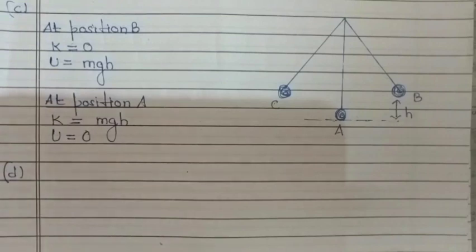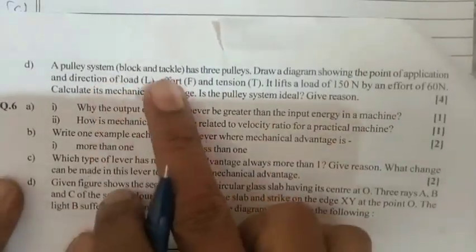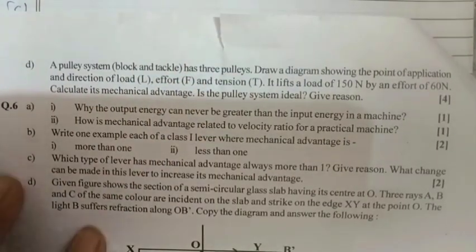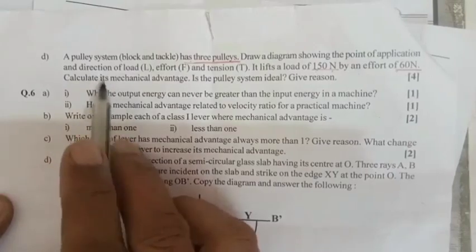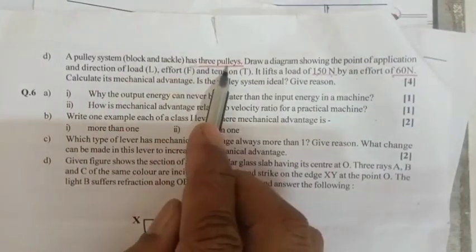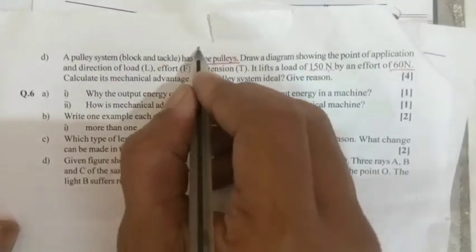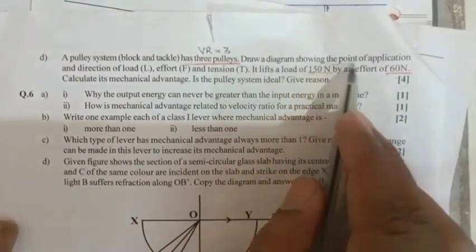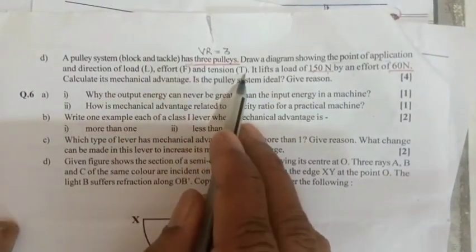Okay, now in the D part, let's see what's the question. The D part says a pulley system, that is a block and tackle system, has 3 pulleys. Now first of all, you can see it is having 3 pulleys. If the pulley system has 3 pulleys, remember that its velocity ratio will be 3. Now we have to draw the diagram showing the point of application and direction of load, effort and tension.